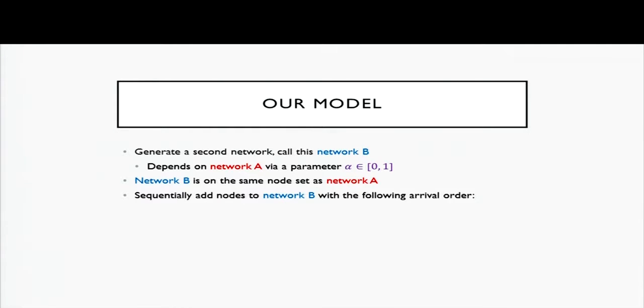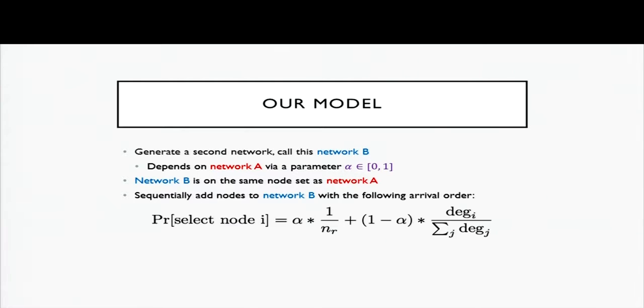Again, we're going to sequentially add nodes to network B, but this time we're going to change the order in which nodes arrive. You can think of the nodes that arrived in the first network as arriving node number 1, node number 2, node number 3. But this time, I'm not going to put nodes in in increasing order. Rather, the probability that I pick a certain node to go next is proportional to both 1 over n minus r, the number of remaining nodes in the network, and of course the degree of the node itself in the first network, network A.